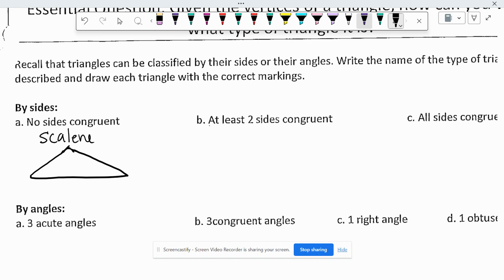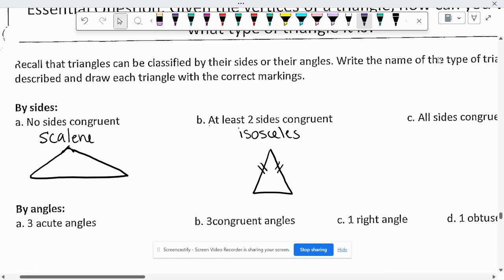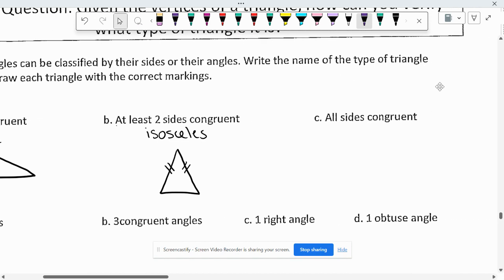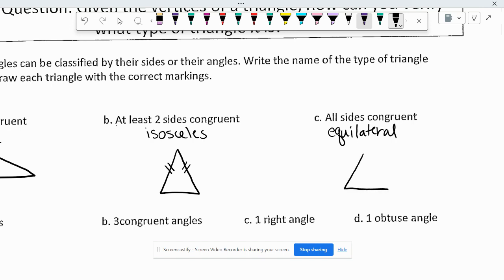If at least two sides are congruent, that's called an isosceles. If I were to draw a sketch of that, I'm going to mark these sides congruent. That's what it means by draw each triangle with the correct markings. What about if all three sides are congruent? All three sides are the same. Yeah, equilateral. Equilateral triangle.